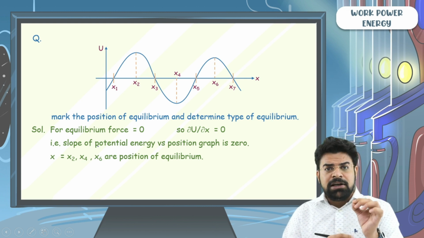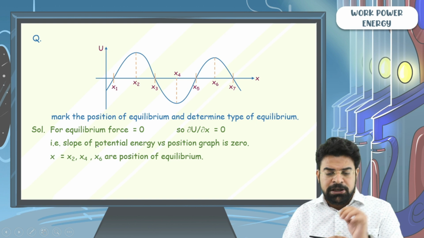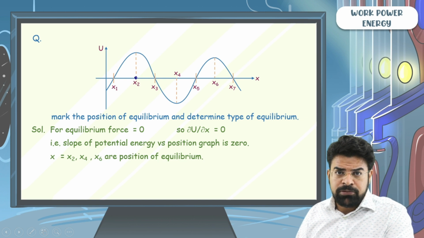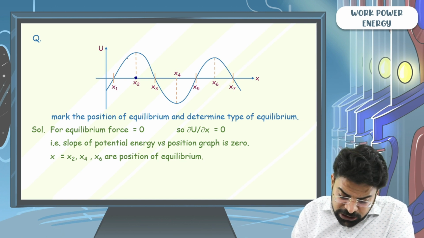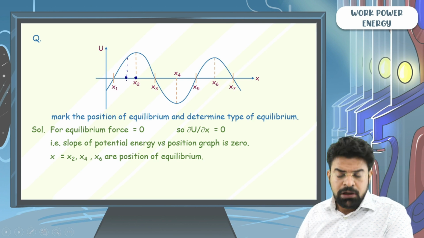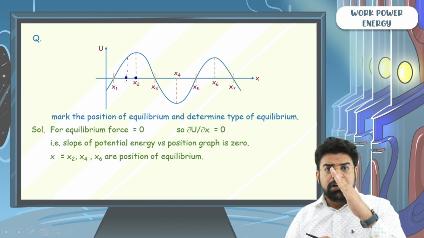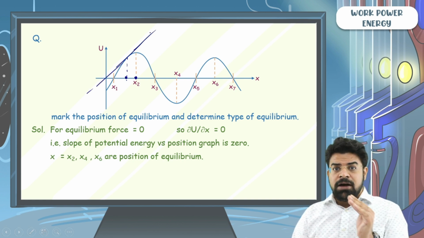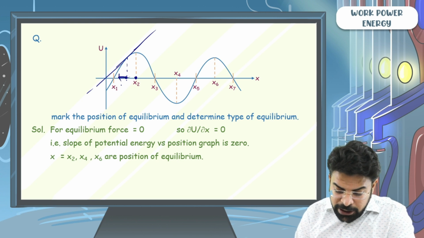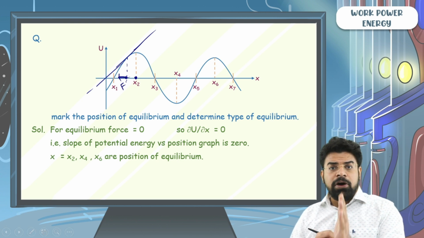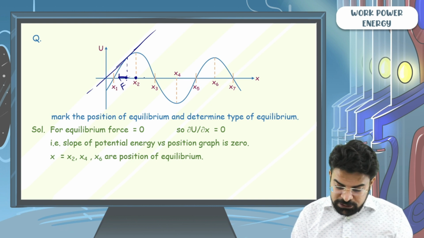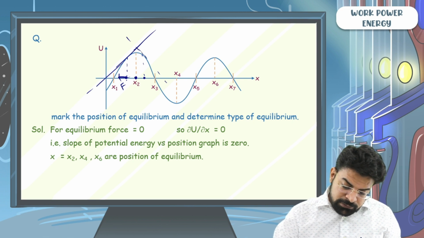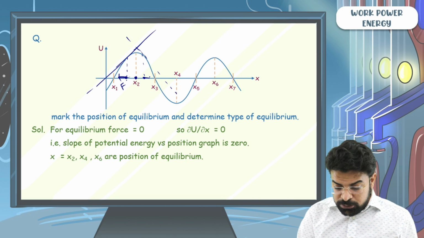So we can identify the type of equilibrium using a basic rule. x equals x2 is the point of equilibrium. Think of a point just before x2. At this point, the slope of the U-x graph is positive. If the slope of the U-x graph is positive, then the force has to be negative. Think of a point just after x equals x2, somewhere here. At this point, the slope of the graph is negative. Hence, the force has to be positive.